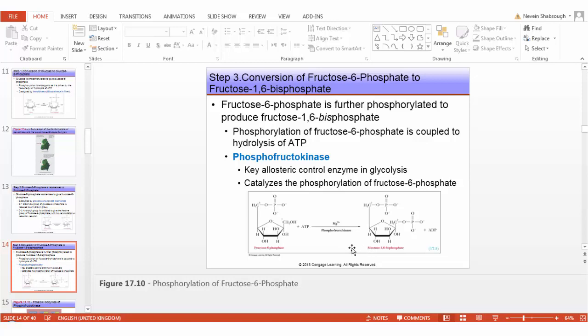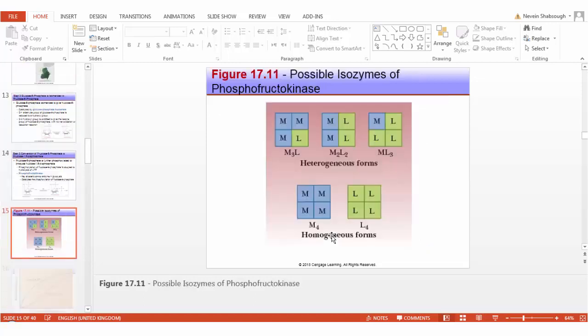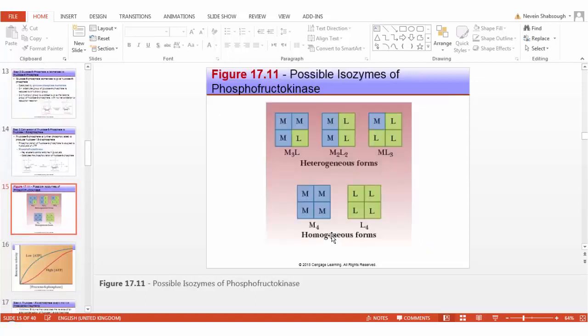The enzyme is called phosphofructokinase. This is an allosteric enzyme, and the product is called fructose 1,6-bisphosphate. Now the enzyme itself is a tetramer made of two types of subunits, M for muscle and L for liver. When we say M4 and L4, these are homogeneous forms, M4 in the muscle and L4 in the liver, and these heterogeneous forms are found in the blood.